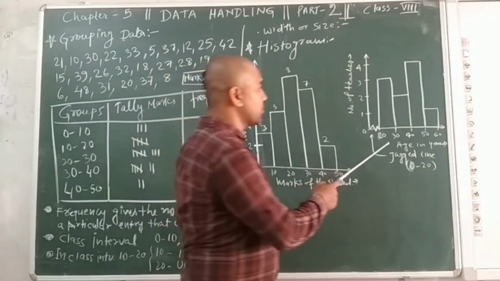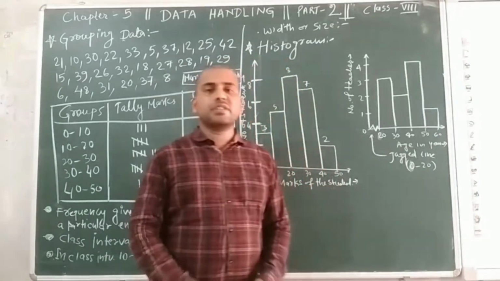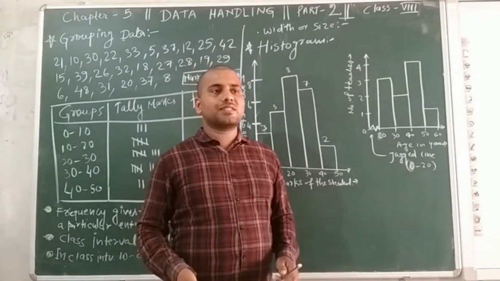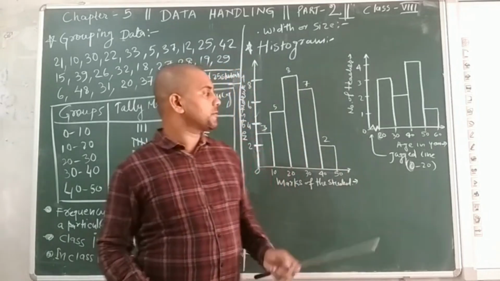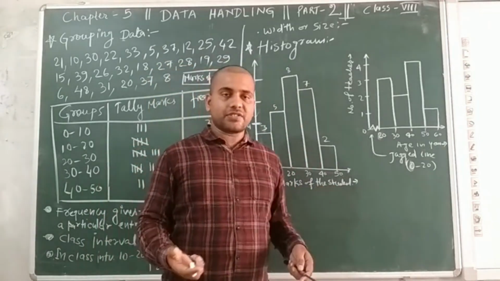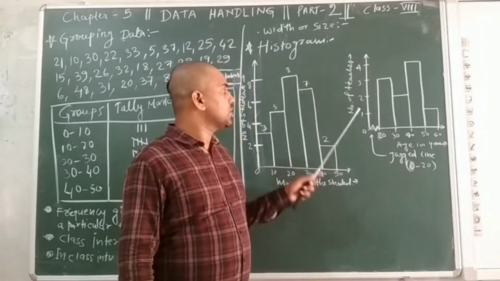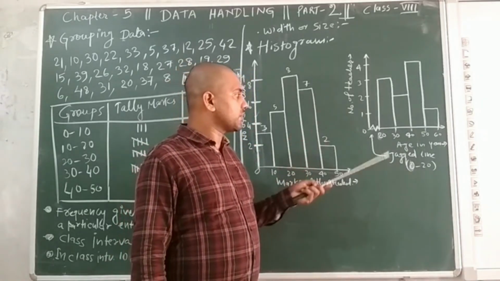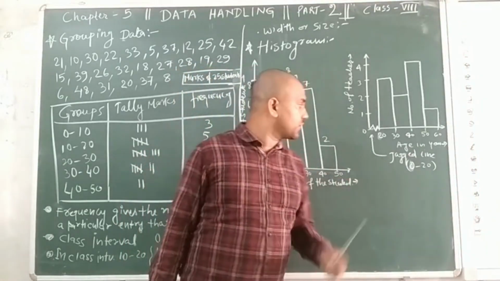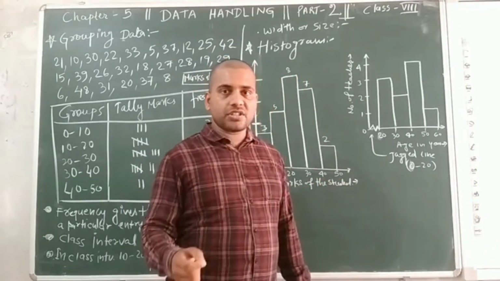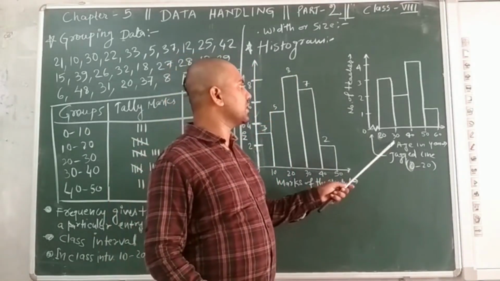One more example you can see. Suppose in a small school there are some number of teachers and their ages. We have to give some information about that. So number of teachers and ages in years. So for teachers whose age is 20 to 30.